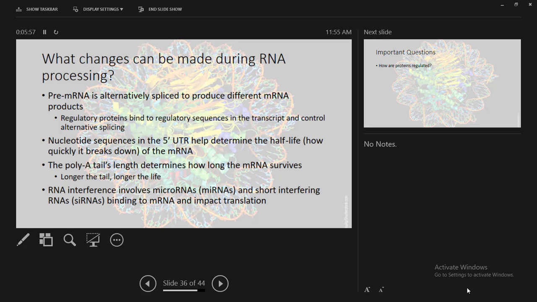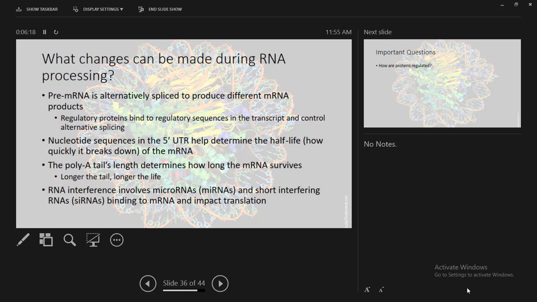What is adenine when it's in RNA? It's still adenine. What is thymine? U, it's uracil. G, C, A. Okay, so that's what it looks like when we've transcribed this sequence into RNA.